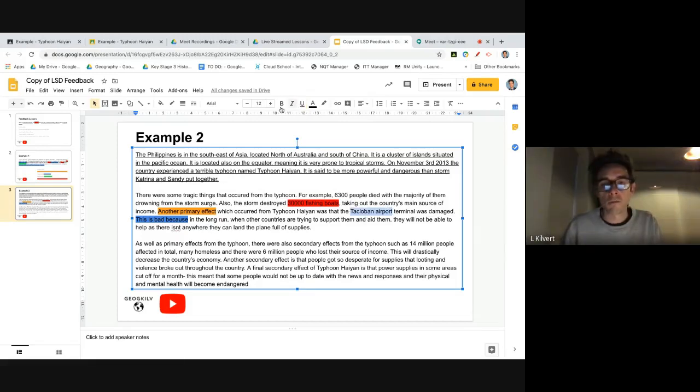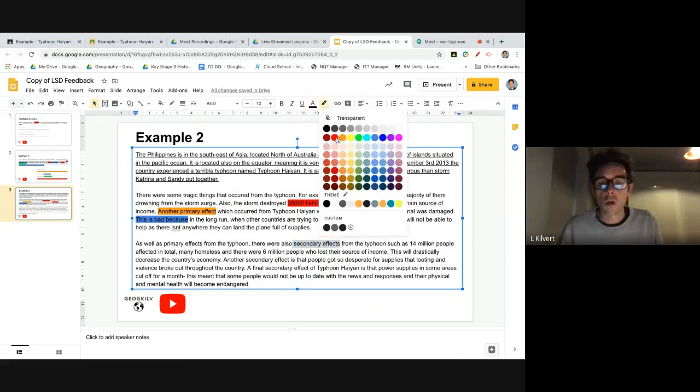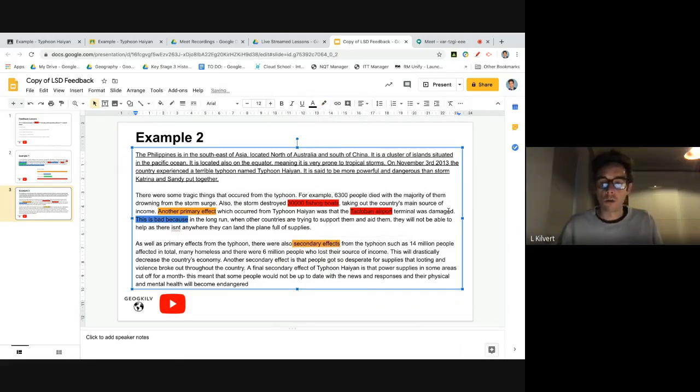You know, you don't always have to remember numbers and figures with these case study examples. Places and locations are just as important. Let's have a little look. So the next paragraph says, as well as the primary effects from the typhoon, there were also secondary effects. So again, you can see where this student has signposted their answers to the question.